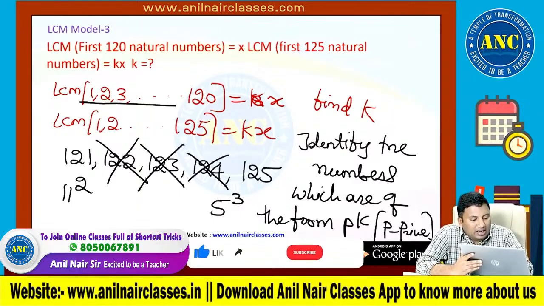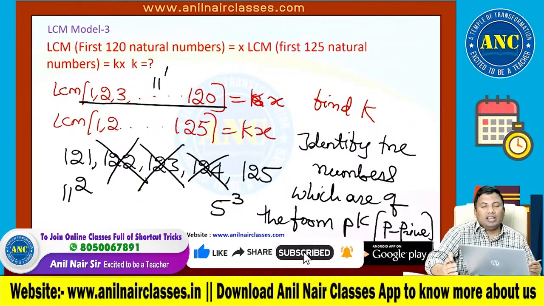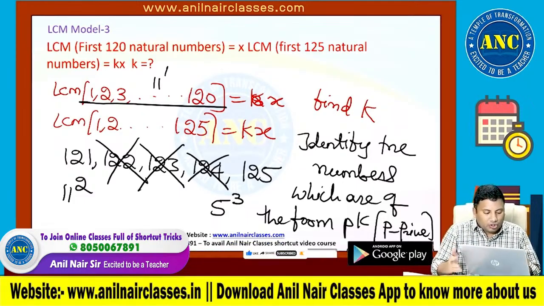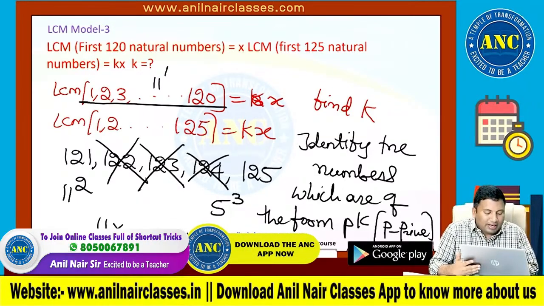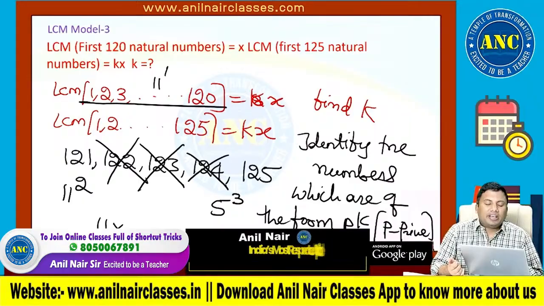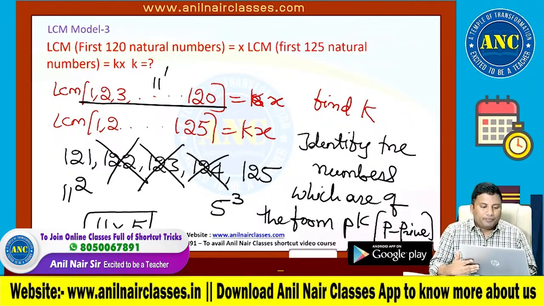What is the highest power of 11 till 121? 11 power 1 is 11. 11 square is 121, so one extra 11 you will get. 5 square is 25, 5 cube is 125. Extra 5 I will get. So the K value is 55.